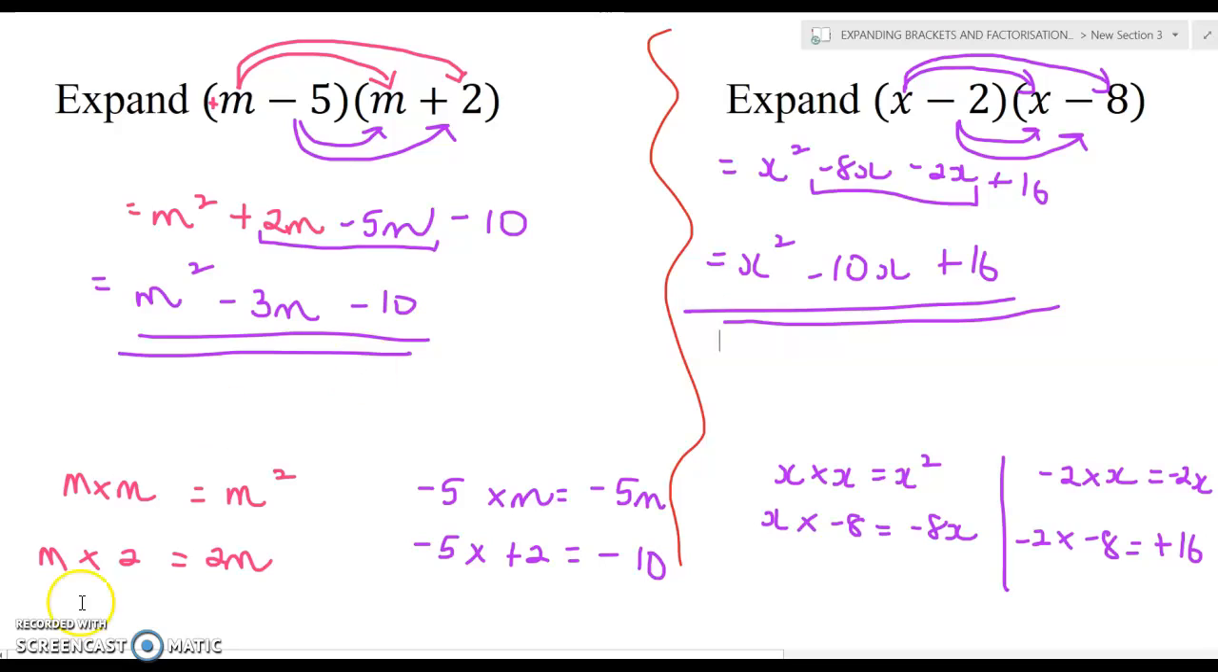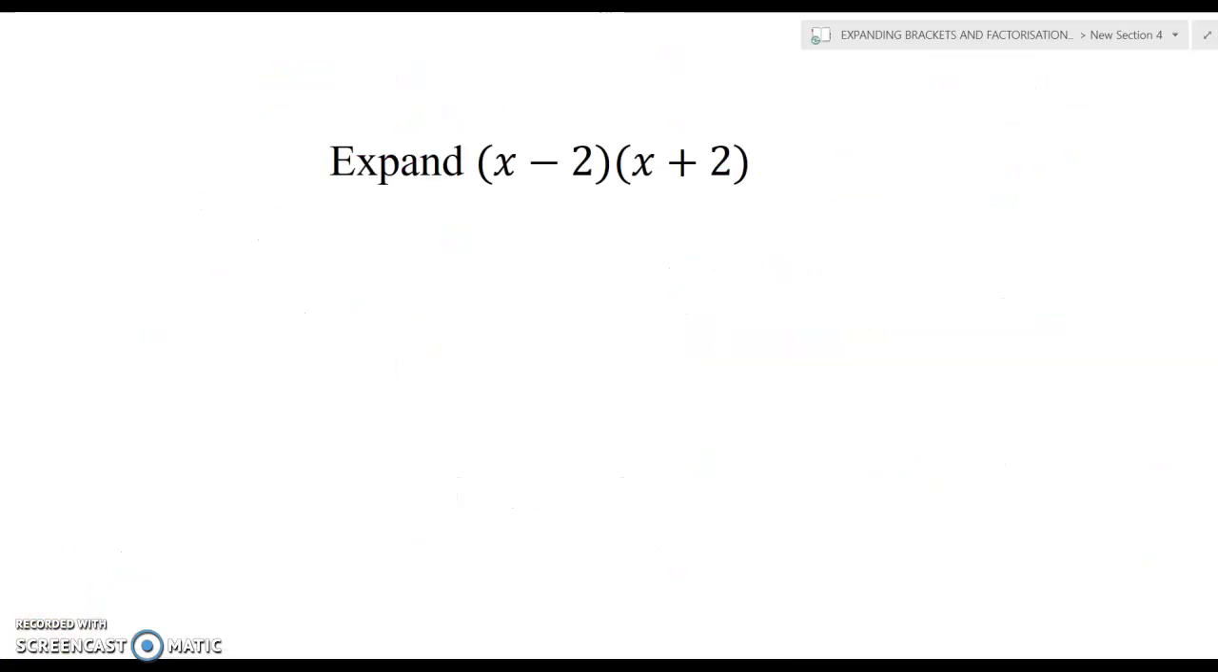Right? So far, so good. So now our last example that we have, we want to expand first bracket x minus 2 by second bracket x plus 2. Now, this is actually called difference of two squares, and you're going to see it later on when we do factorization, right? So let's go ahead and expand. So x by x is x squared.